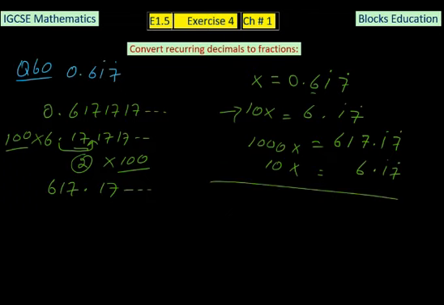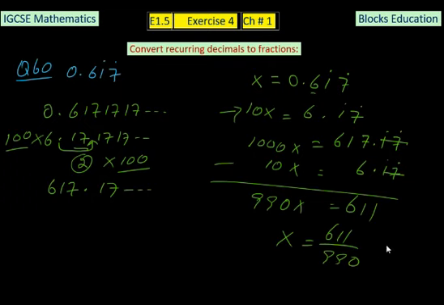So subtracting on both sides, 1000x minus 10x is 990x equals, as we know, this and this will cancel out each other. 617 minus 6 is 611. So x equals 611 divided by 990. So this is the fractional representation of 0.617, where 1 and 7 are recurring decimals.